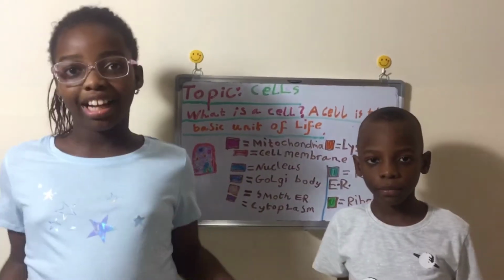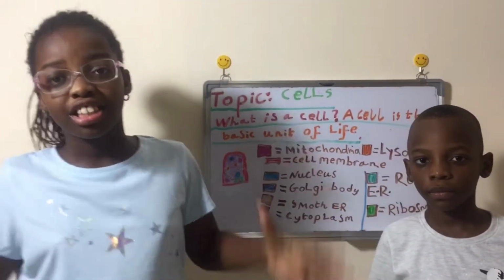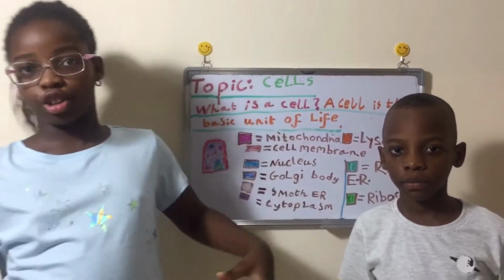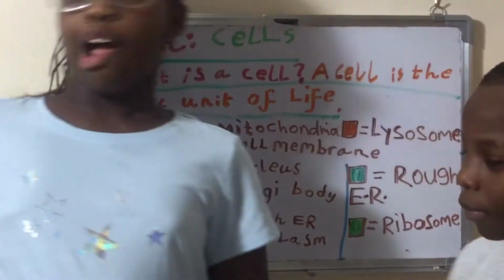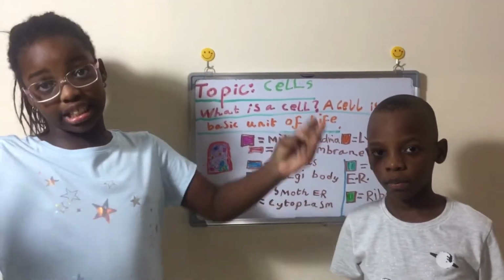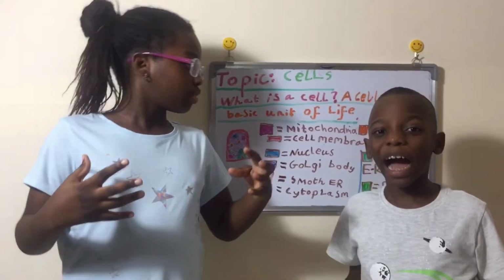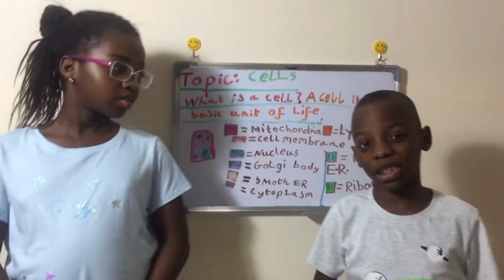So at this stage, we're going to do a little journey through the cell and see all the organelles, and we will tell you their functions. First, we have to go through the cell membrane. The cell membrane is just to protect the cells inside. And it's semi-permeable, meaning that it only allows some things in.